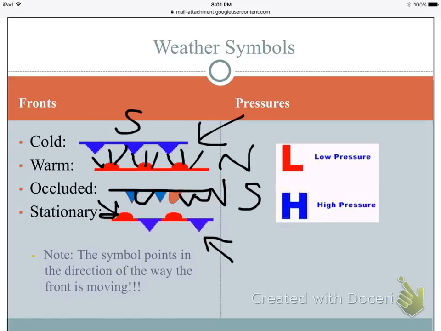It's not moving, okay? So when we talk about pressure systems and high and low pressure systems, good and bad, these are easy because they're just represented by the letters. So you see low pressure is an L and high pressure is an H.